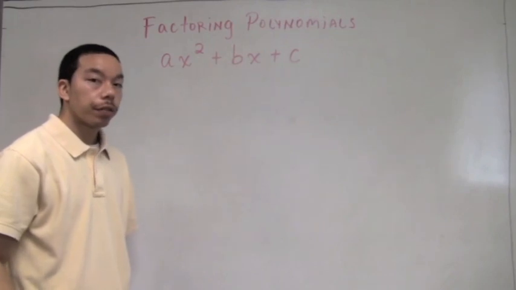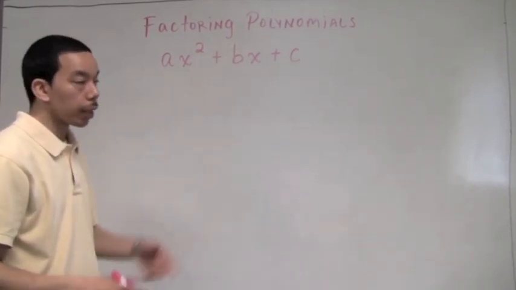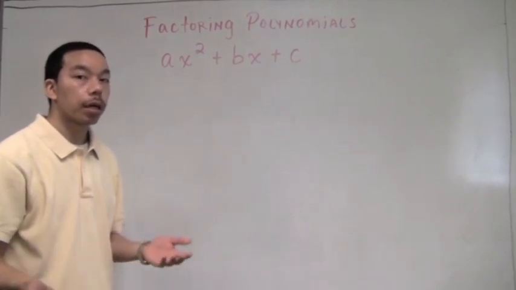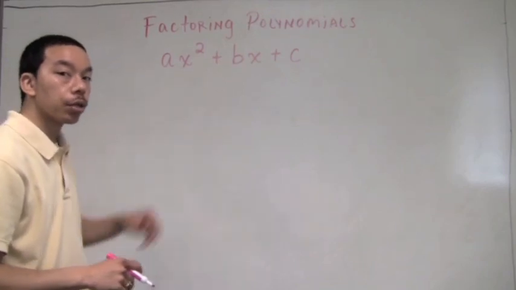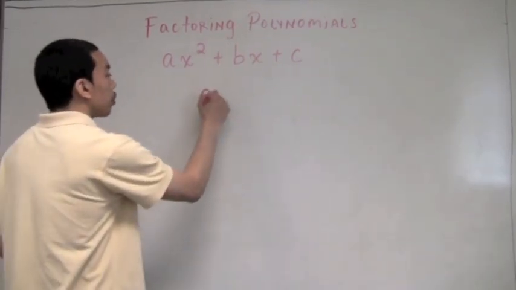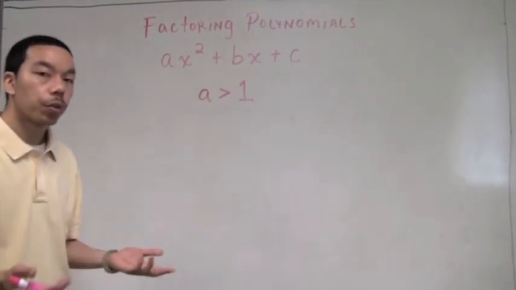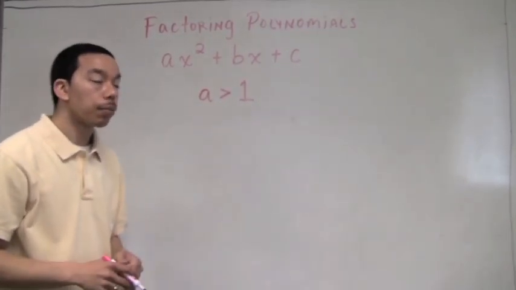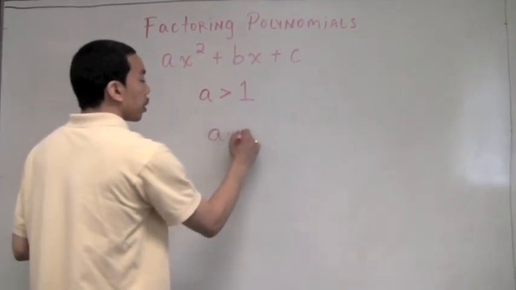We previously covered factoring polynomials where the leading coefficient was a 1. In that case, we were able to use our product sum method. However, we're now going to factor polynomials where the leading coefficient is greater than 1. If the leading coefficient is greater than 1, then we can no longer use the product sum method. The method that we'll use will be called the AC method.